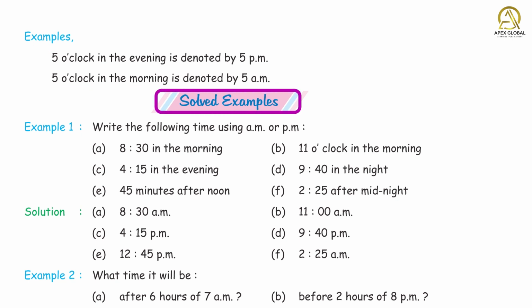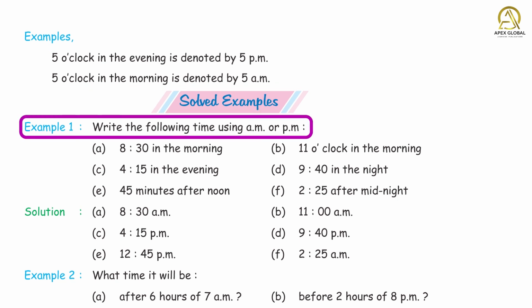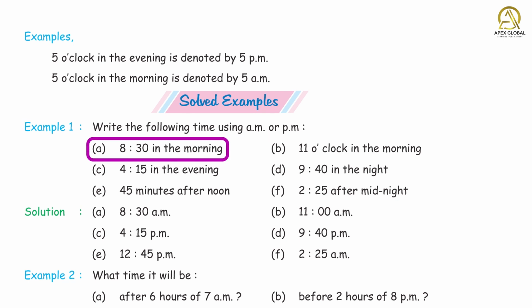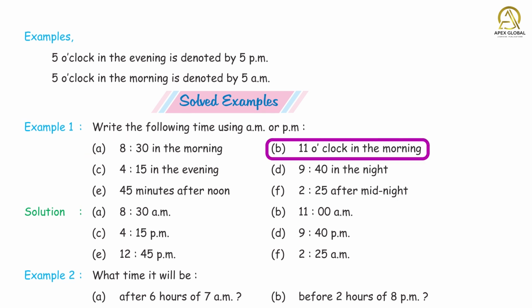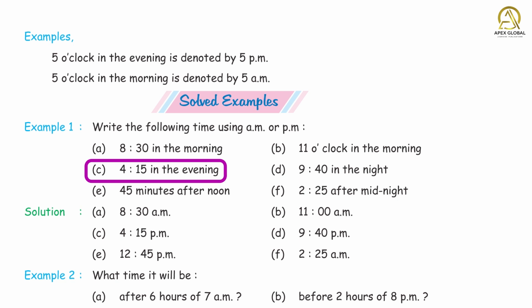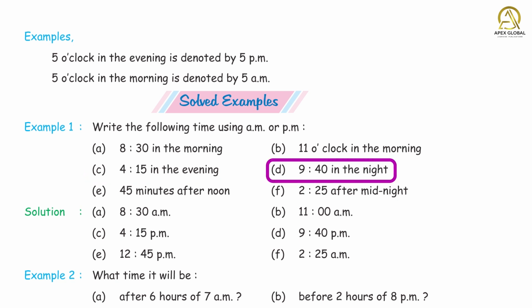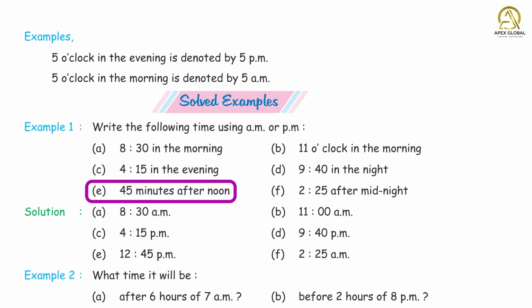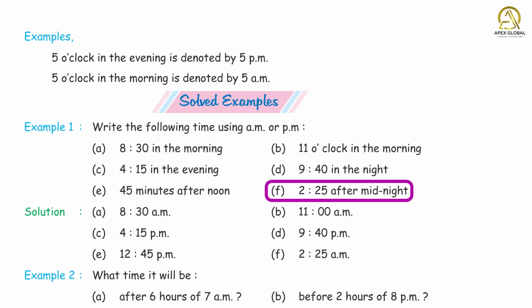Solved example. Example 1. Write the following time using AM or PM. A. 8:30 in the morning. B. 11 o'clock in the morning. C. 4:15 in the evening. D. 9:40 in the night. E. 45 minutes after noon. F. 2:25 after midnight.